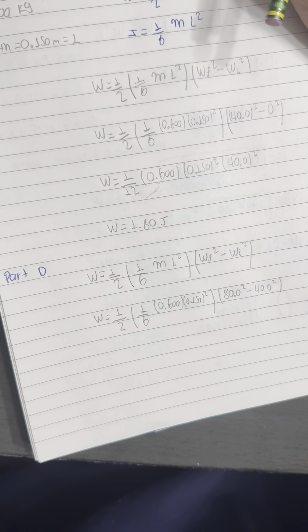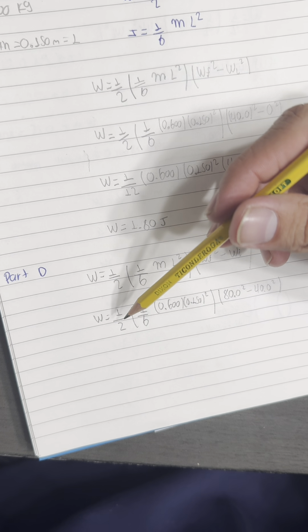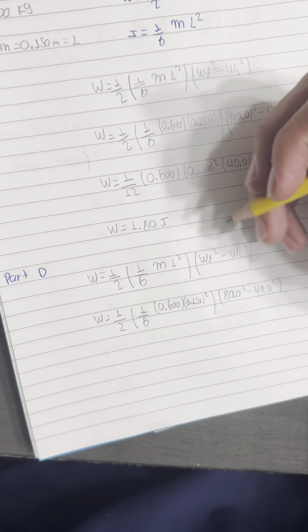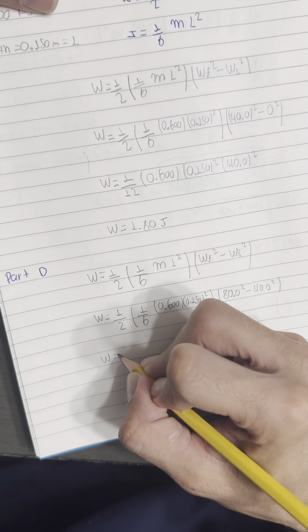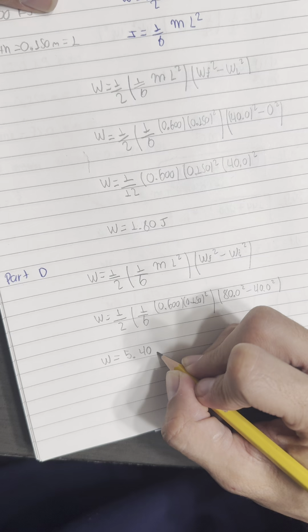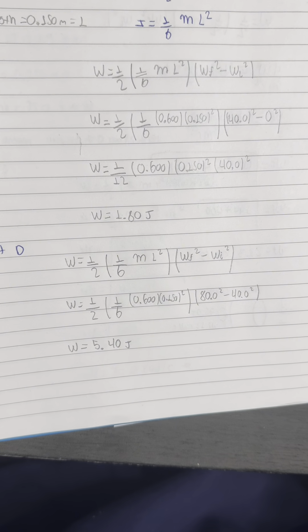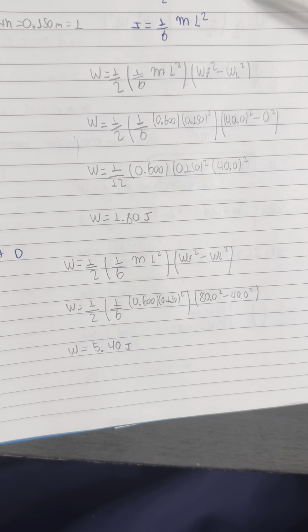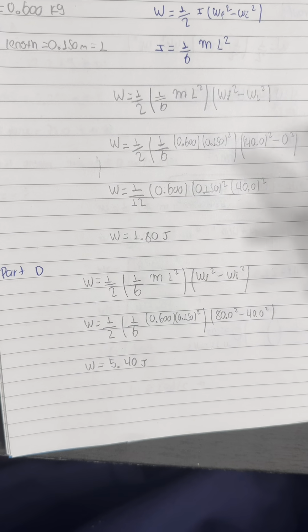So when we do the operation for all these values, we get that the work done is equal to 5.40 joules. It was the same process, same formula, and that's the answer for part C and part D, which is the second problem.